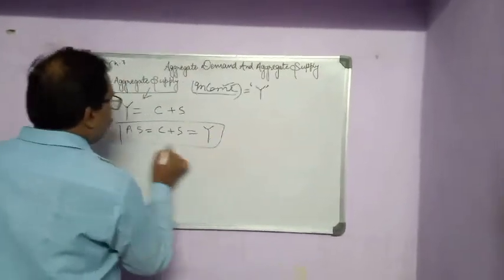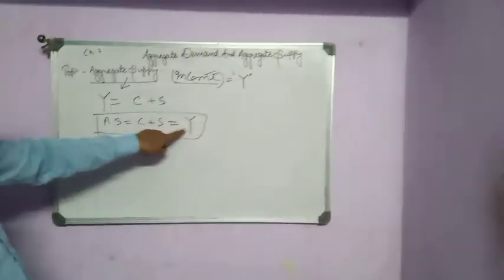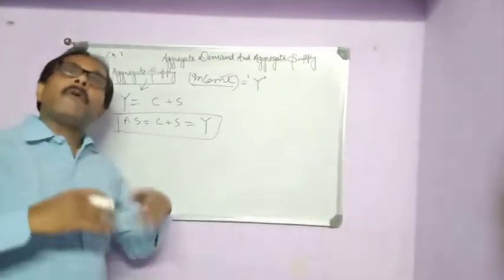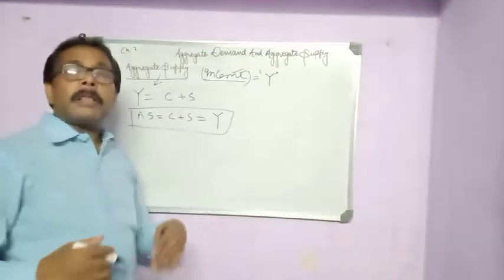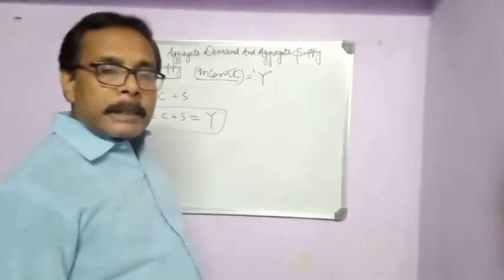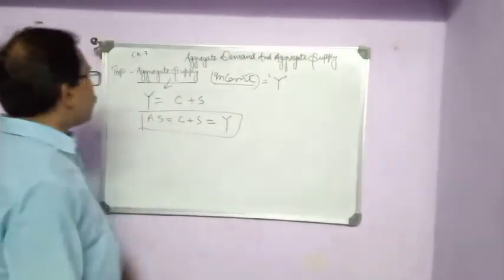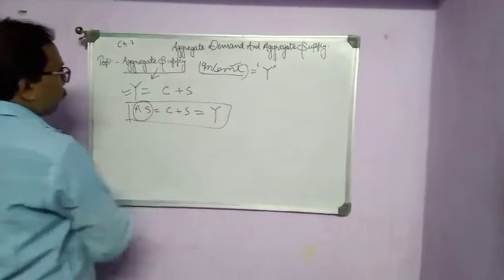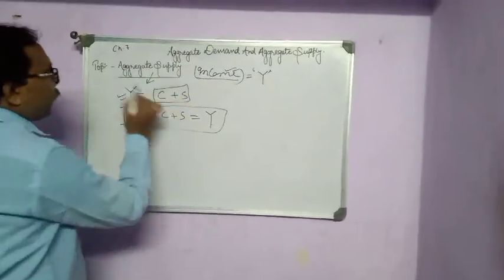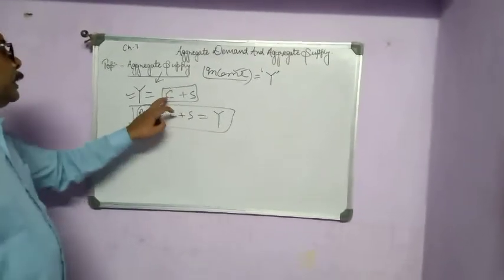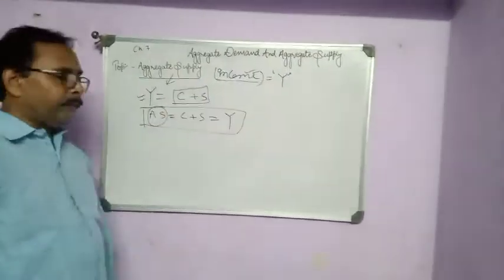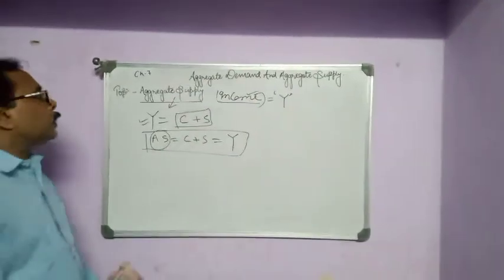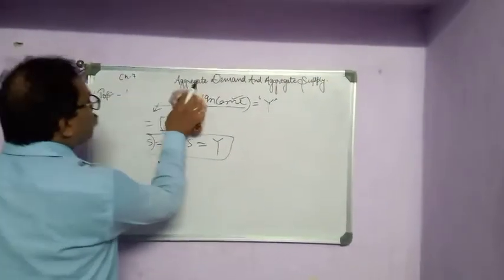As I told you previously, aggregate supply is the total money value of all the final goods which all the producers are willing to supply in the market, and that's why they generate the income, and that income is known as aggregate supply. And we also know that aggregate supply is equal to either the consumption or the saving. Clear? Now it can be explained with the help of the following schedule. So now come to the schedule.